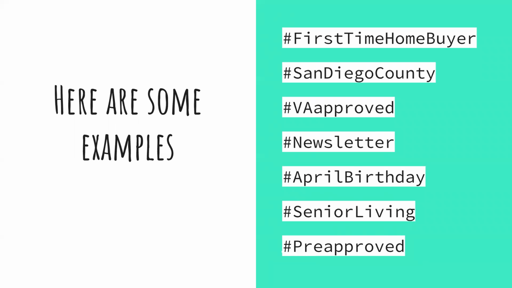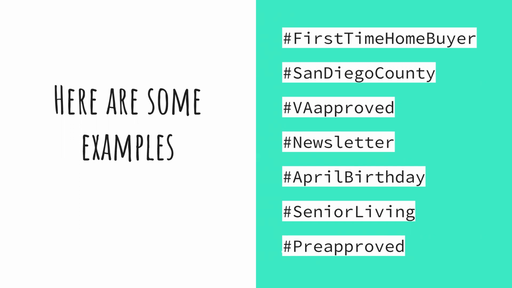There's some examples here that I've been able to put in that you may use for your database or landing pages or squeeze pages. So we have here first time home buyer would be a good one. We have San Diego County. Maybe you'd like to hashtag a community or an area. VA approved will allow you to email these people who are VA approved already. Maybe you want to send an email out. Maybe there's something new that VA approved would benefit from. So you would have multiple people as VA approved, as well as a newsletter.